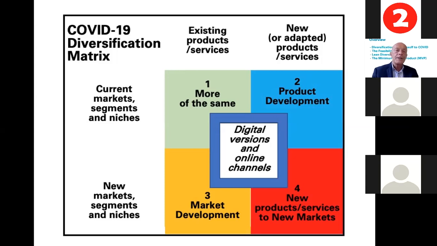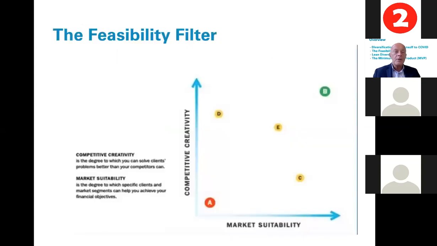So I offer you this COVID-19 diversification matrix as a kind of map, a map that you can use to plan your journey into diversification and business development. And it's also useful in discussion with your colleagues so that we are talking very clearly about market development or product development rather than just talking about everything all at once, which can sometimes be confusing or unproductive. So that's something I'd like to share with you. And at this point, move on to the idea of the feasibility filter.